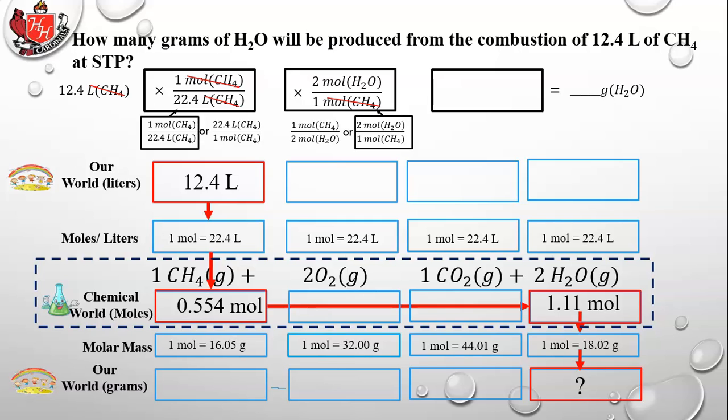So now we have one more conversion. It's 1 mole of H2O equals 18.02 grams of H2O. So the two conversion factors are 1 mole of H2O over 18.02 grams of H2O, or 18.02 grams of H2O over 1 mole of H2O. So which one of those is going to go in the box up above?